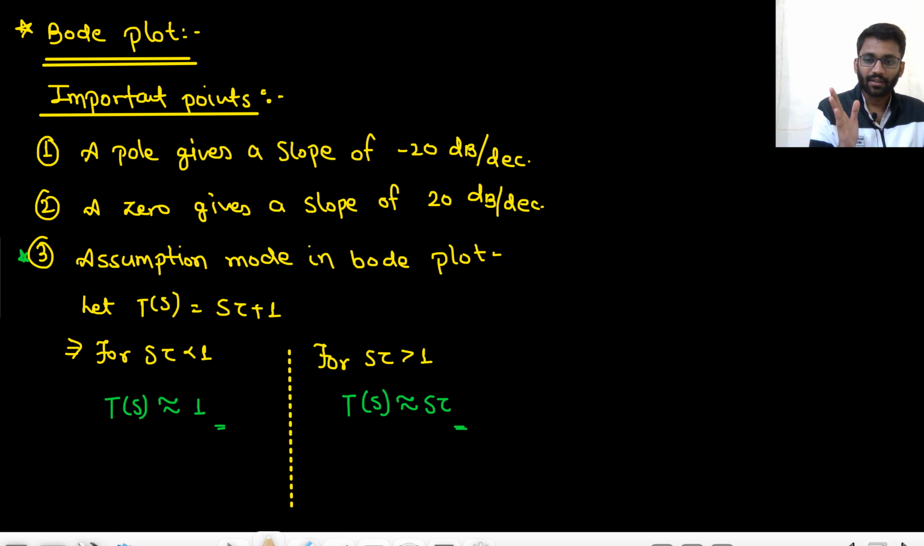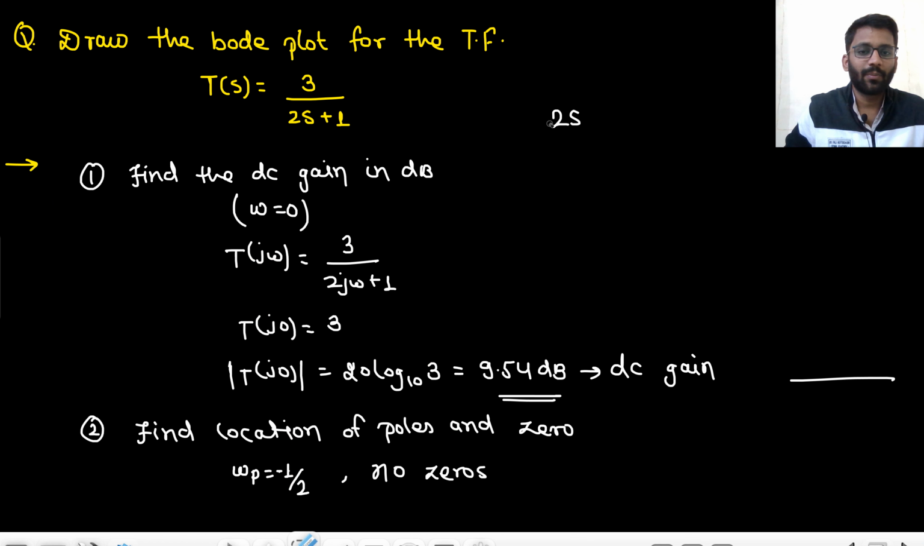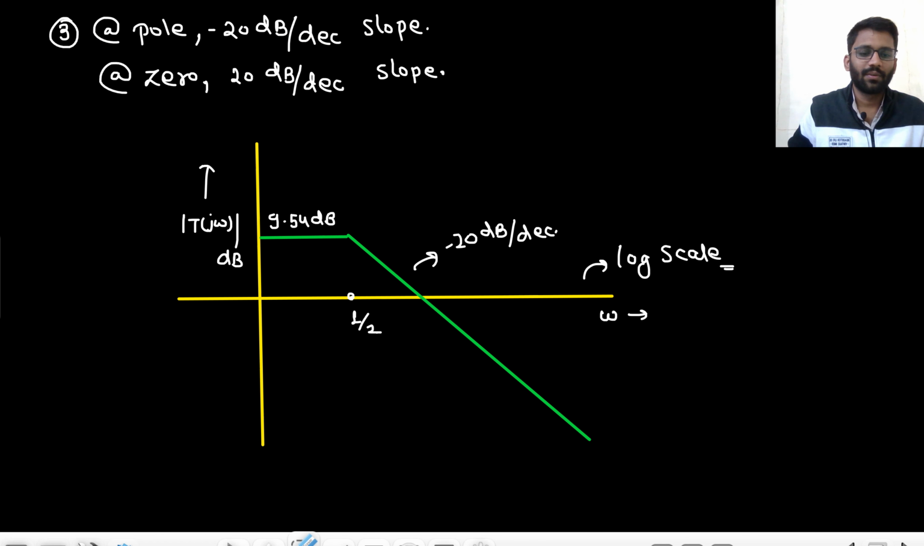Why did I write this assumption here? Most of the guys don't know about it. Those who have already studied Bode plot, I guess they might have forgotten this, okay? We forget this point, but there is an assumption made. That's why the Bode plot is an approximate plot, okay? So this is the Bode plot.